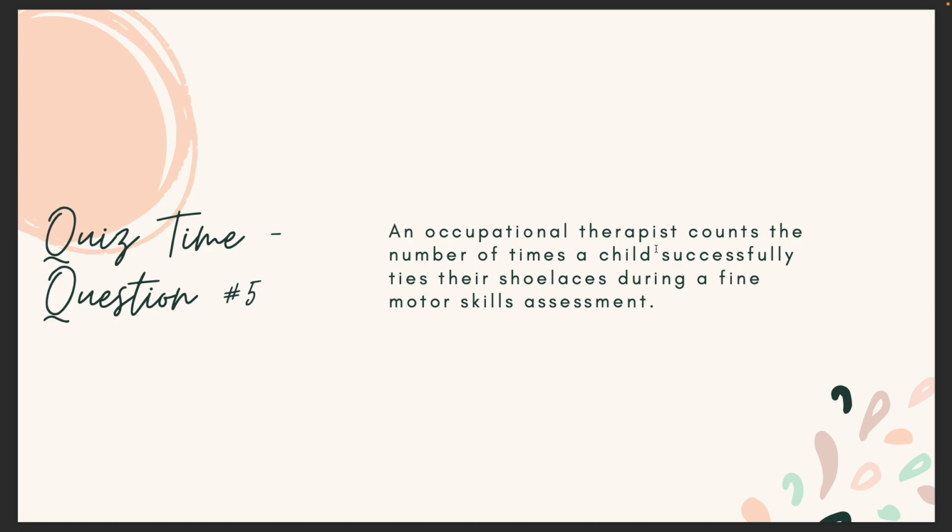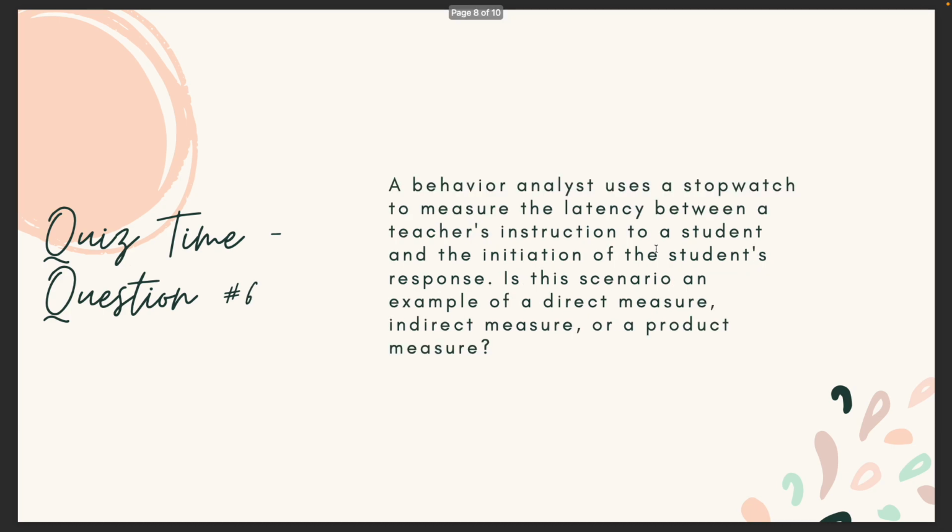When you look at indirect measures, you're looking at, is it through different means? Is it through a rating scale? Is it through teachers' reports? If that's the case, it's indirect. If you're looking at a product from the behavior, you're then looking at a permanent product.